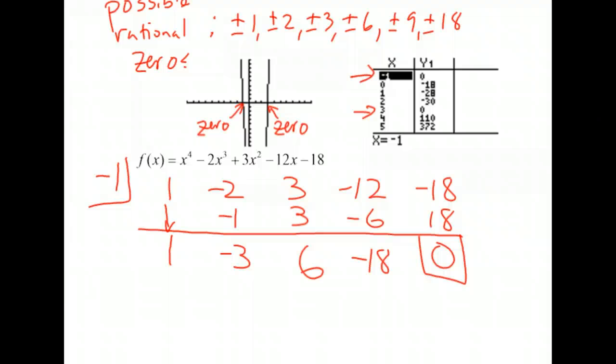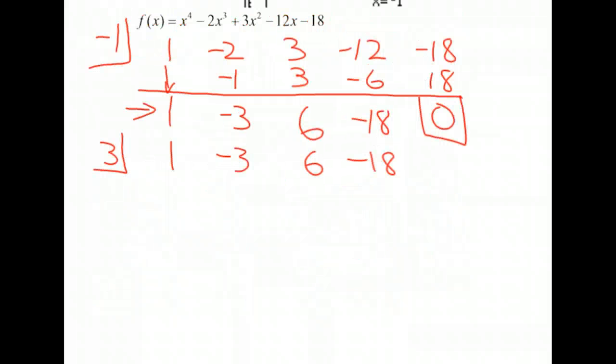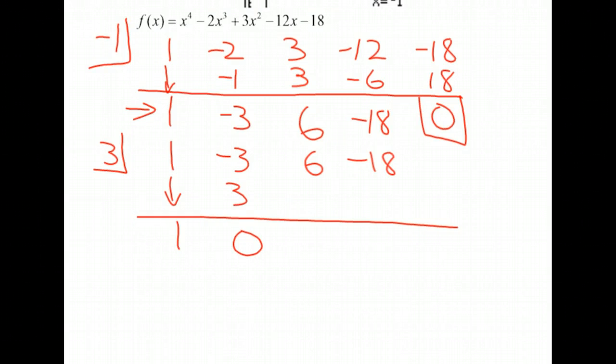Now I've reduced this. This bottom row represents all of the coefficients and the constant of my cubic function. I will now take the other zero that I got off the calculator, the 3, and I'll do synthetic division on those numbers: 1, negative 3, 6, negative 18. By doing this, I get 1, 0, 6, 0.